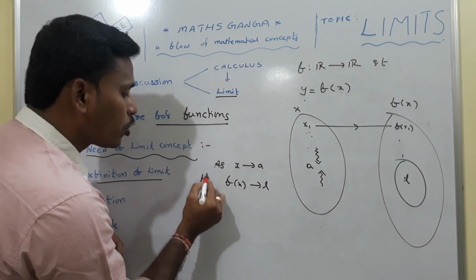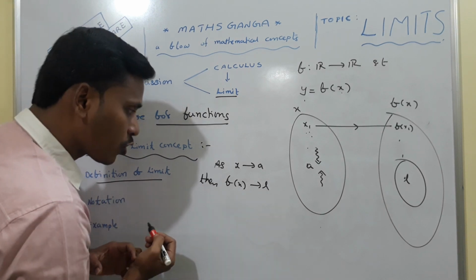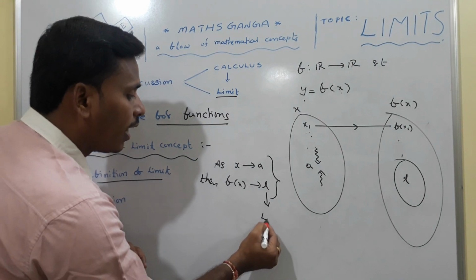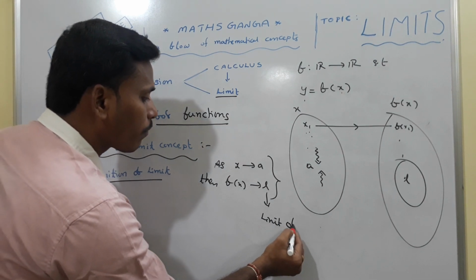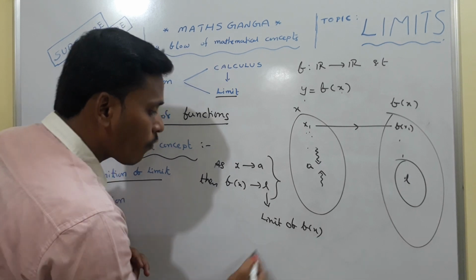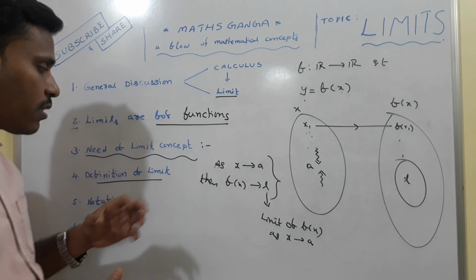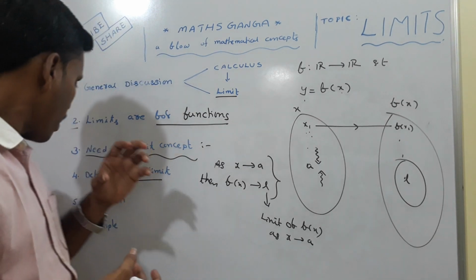As x is approaching A, if f of x approaches L, then we say that this L is the limit of f of x as x approaches A. This is the basic definition of the limit.